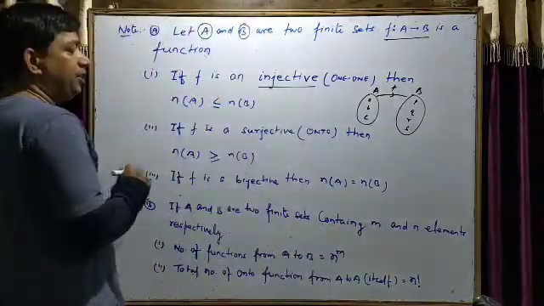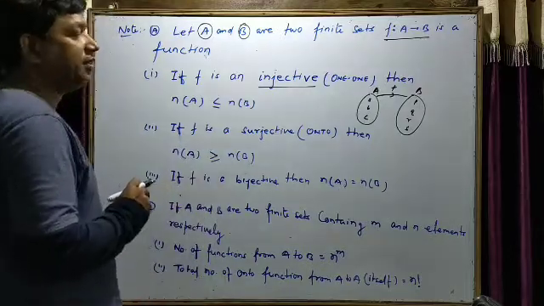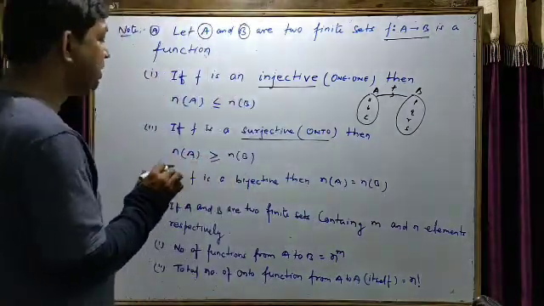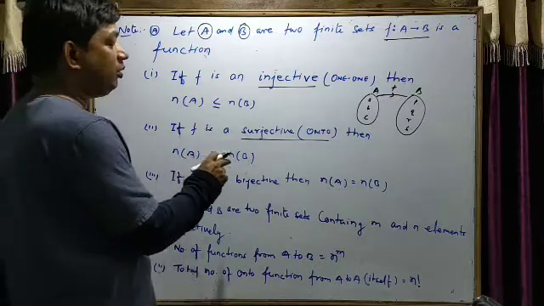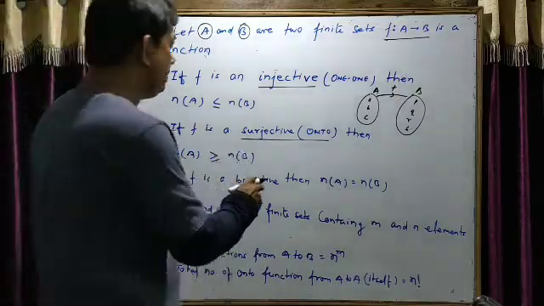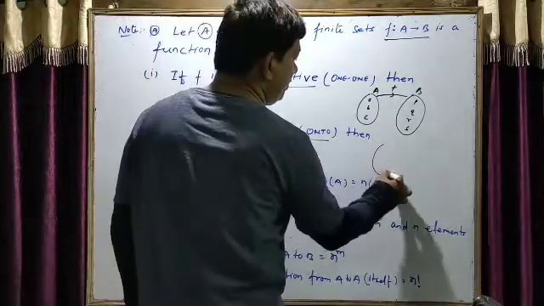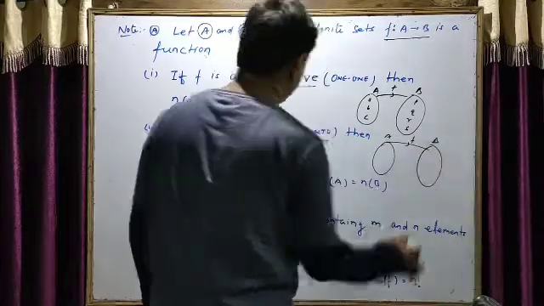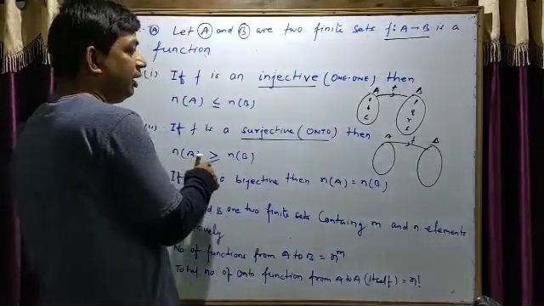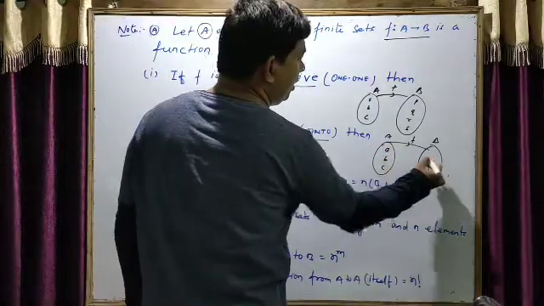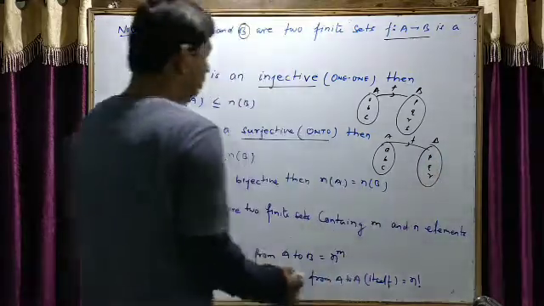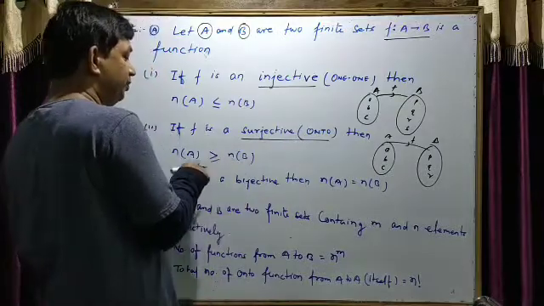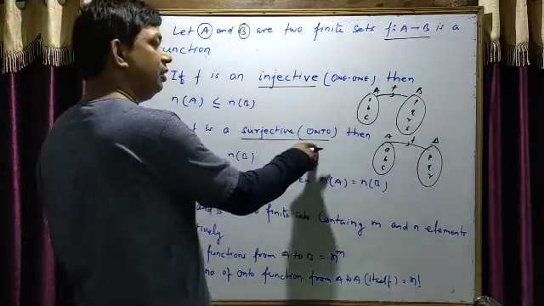Is it clear? Now the second point: if f is surjective, that is, an onto function, then the number of elements present in set A is greater than or equal to the number of elements present in set B. Means this is set A, this is set B, and f is a rule from A to B. Either both are equal, suppose A, B, C and here P, Q, R, then from the above definition it is one-one, and if it is equal, then it is also onto.